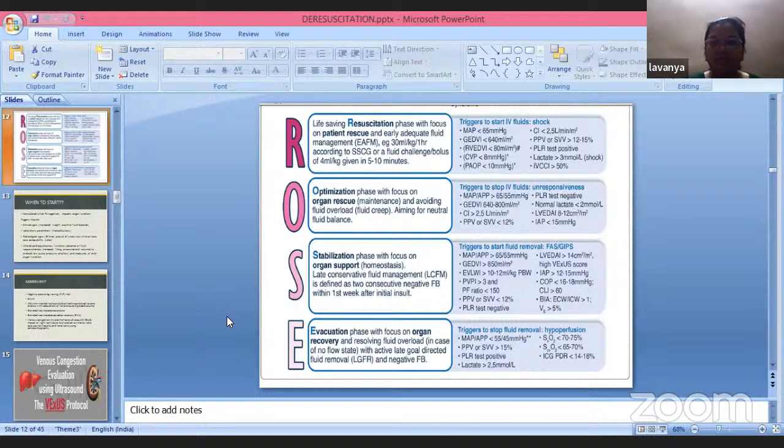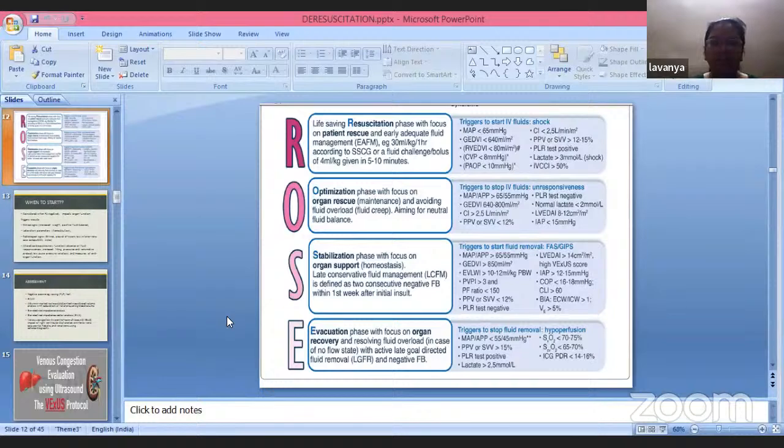These are some important triggers to start fluid removal, but there are multiple indicators to tell us that we have to start the fluid removal, out of which the one coming up now is the VEXUS score, which I will be discussing. It can be done at the bedside, and it's simpler. All of us have ultrasound. So it is better to implement this rather than any of the other parameters. I will be discussing that in subsequent slides.